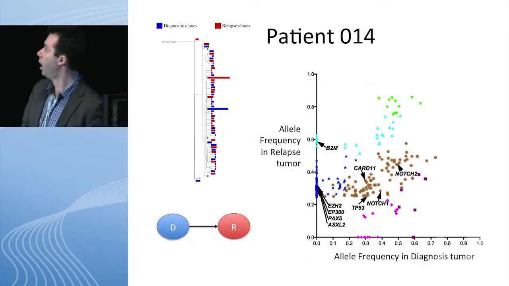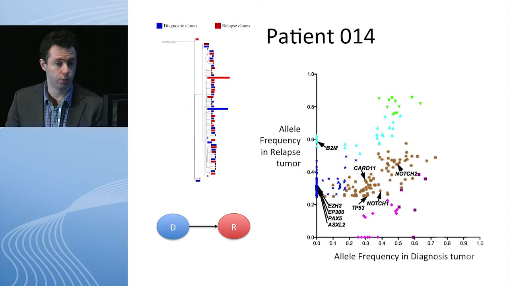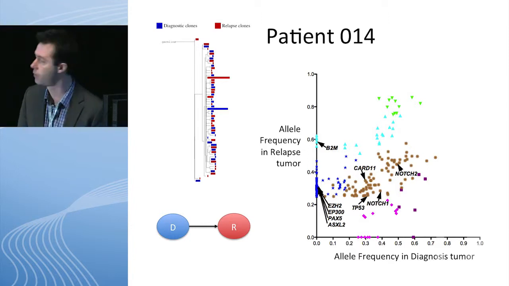We are essentially looking for mutations that happen somewhere else in these tumors. And what we do is, likewise, to compare the diagnosis and relapse. We try to understand what are the new mutations that came up at relapse that were not there at diagnosis, and potentially identify mutations that went away at relapse compared to diagnosis.